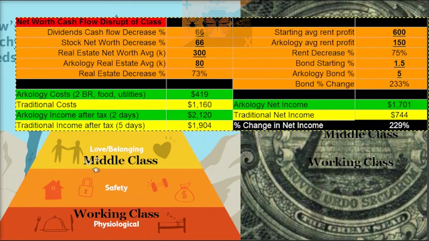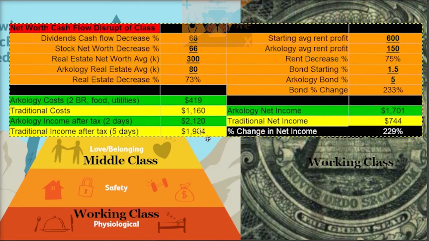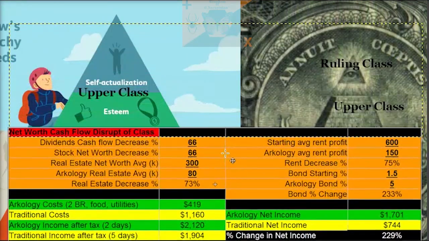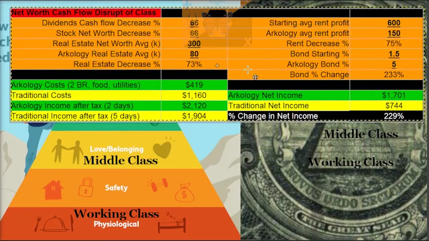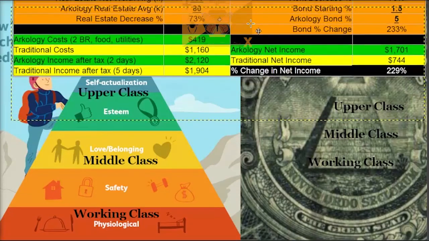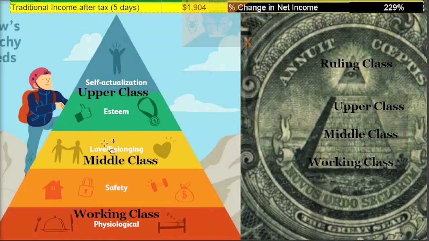And if you are terrified of being middle class and dropping down to working class, if this is the main reason you push against Arkology, just know that even the working class, even people paying rent, can work 2 days a week and have 230% of the net income that they do today. 230% of their total balance.